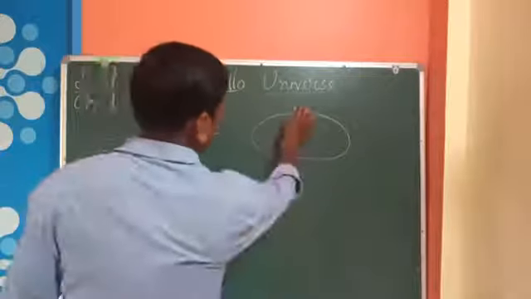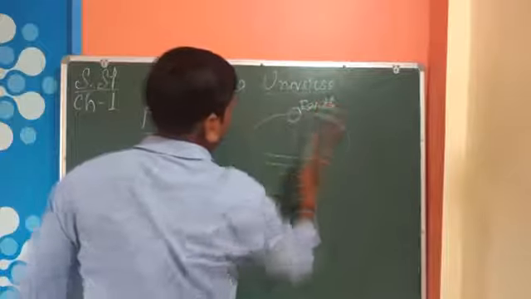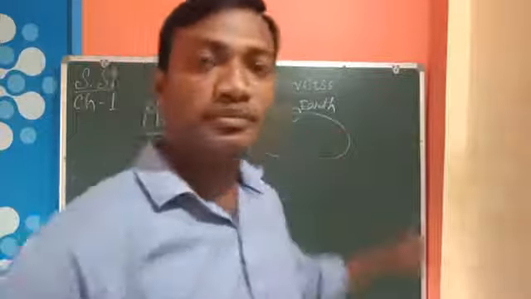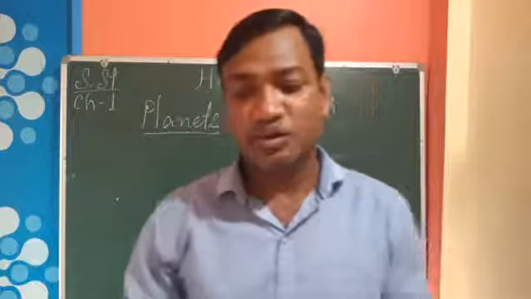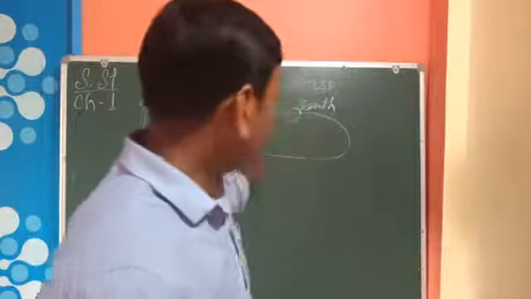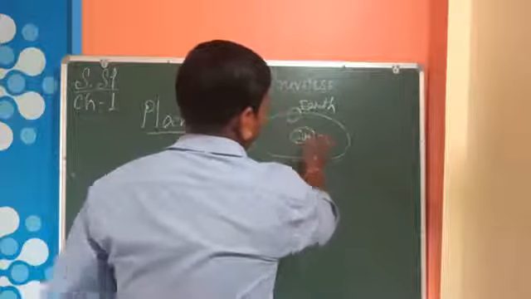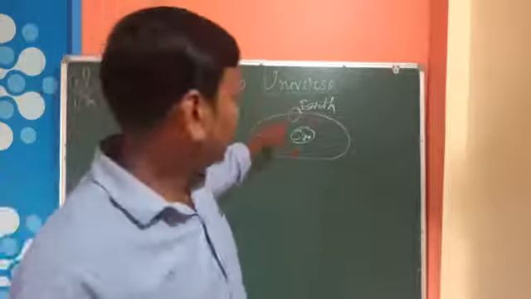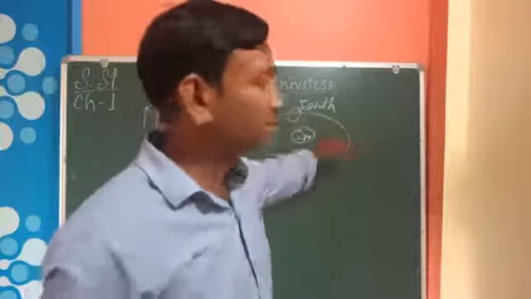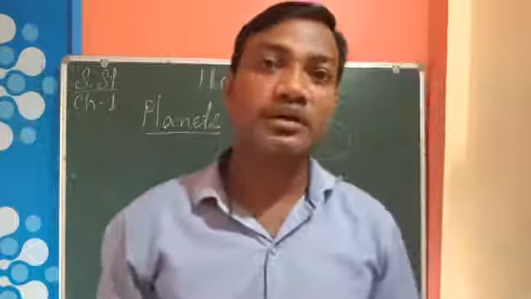Suppose this is Earth, and it has its own path. When it moves around the sun, it is called revolution. So here the sun is there, and the planet Earth and the other planets move around the sun. What is it called? Revolution.